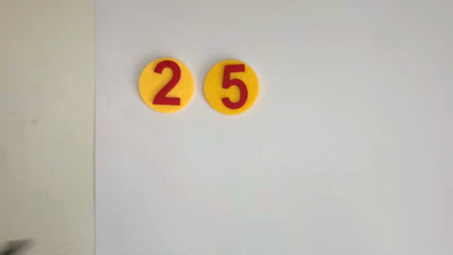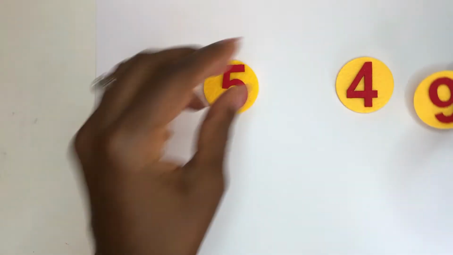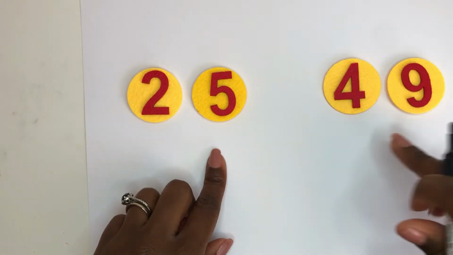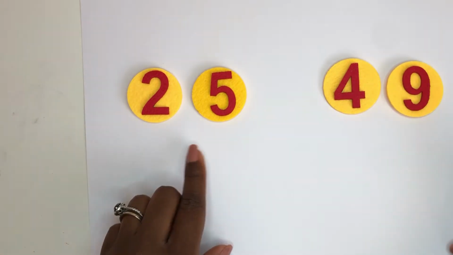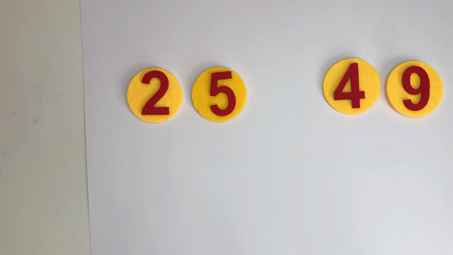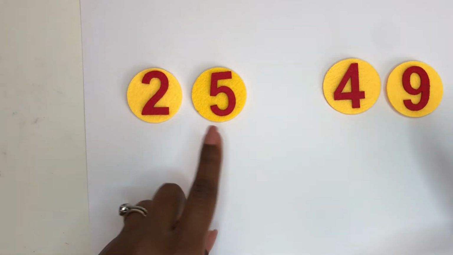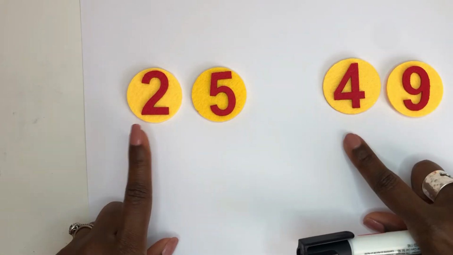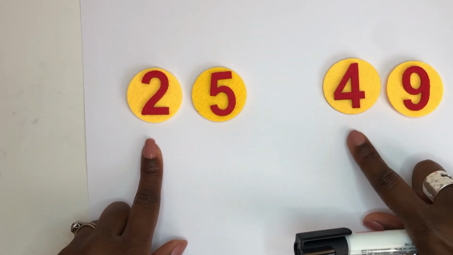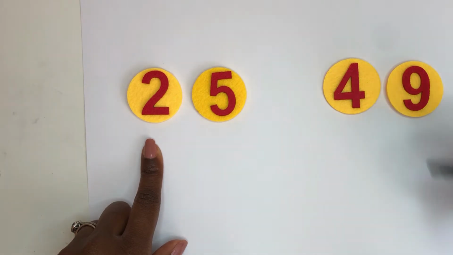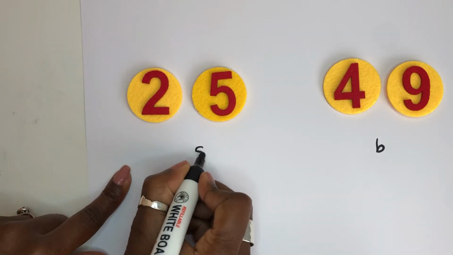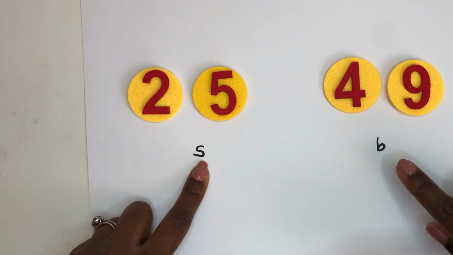We've got 25 and 49. So we're comparing the number 25 and 49. So which number is small and which number is big? So by looking at it, if I compare my 1s, my 9 is bigger. But if I compare my 10s, 2 and 4, this 10 is bigger. So 49 is a bigger number than 25, which is smaller. Oh, so that's smaller and that's bigger.